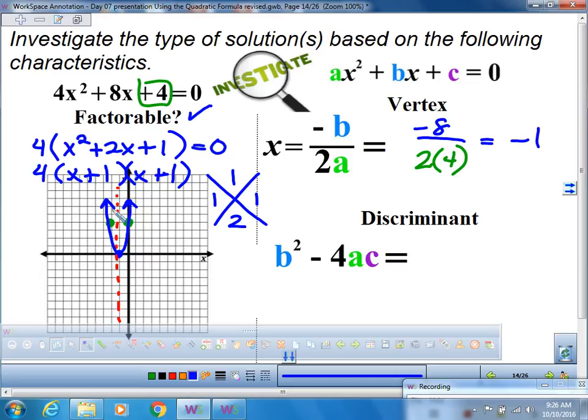This is not a V. I had several of you graphing parabolas like this. It's not a V. It's a U. Sometimes it looks like a V, but it's a U shape.